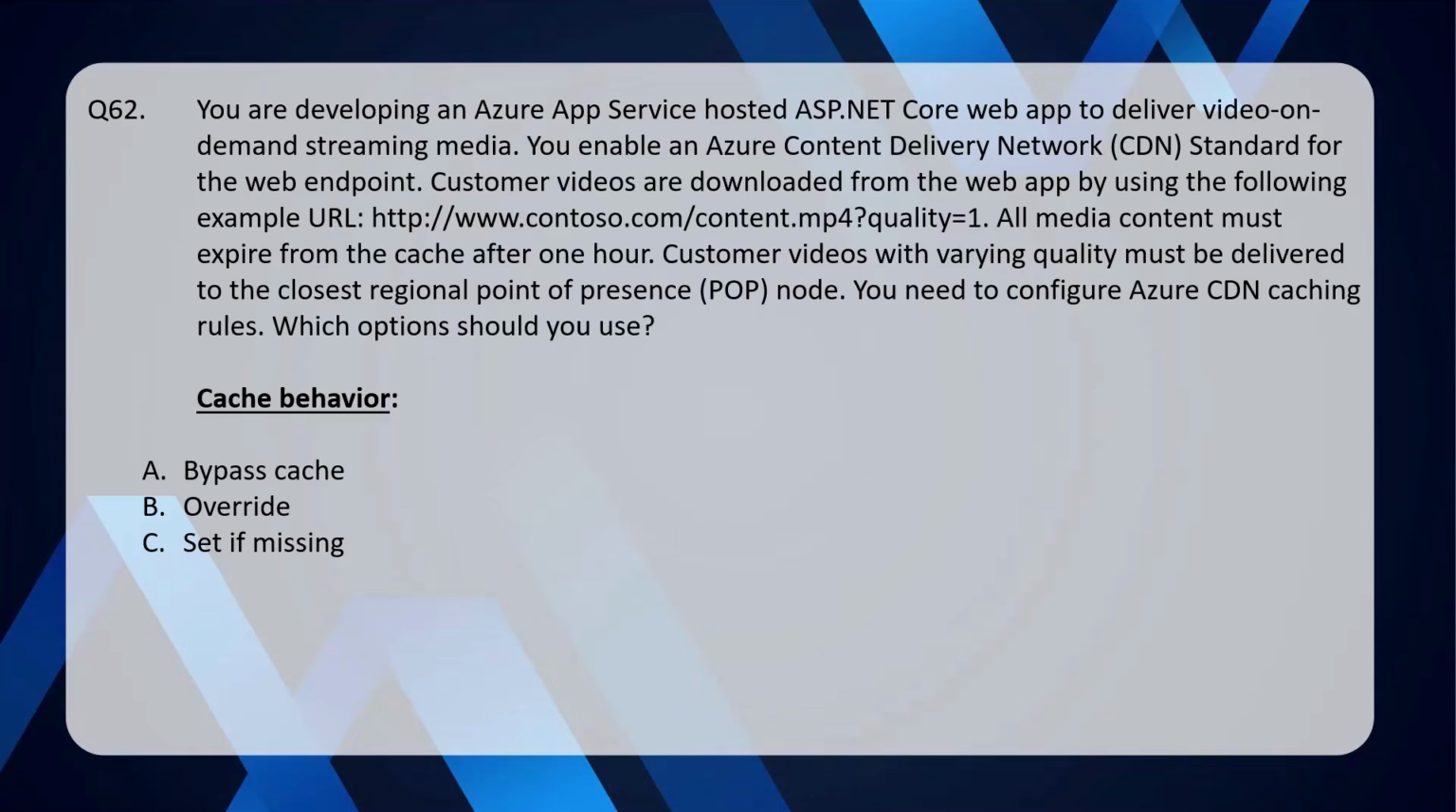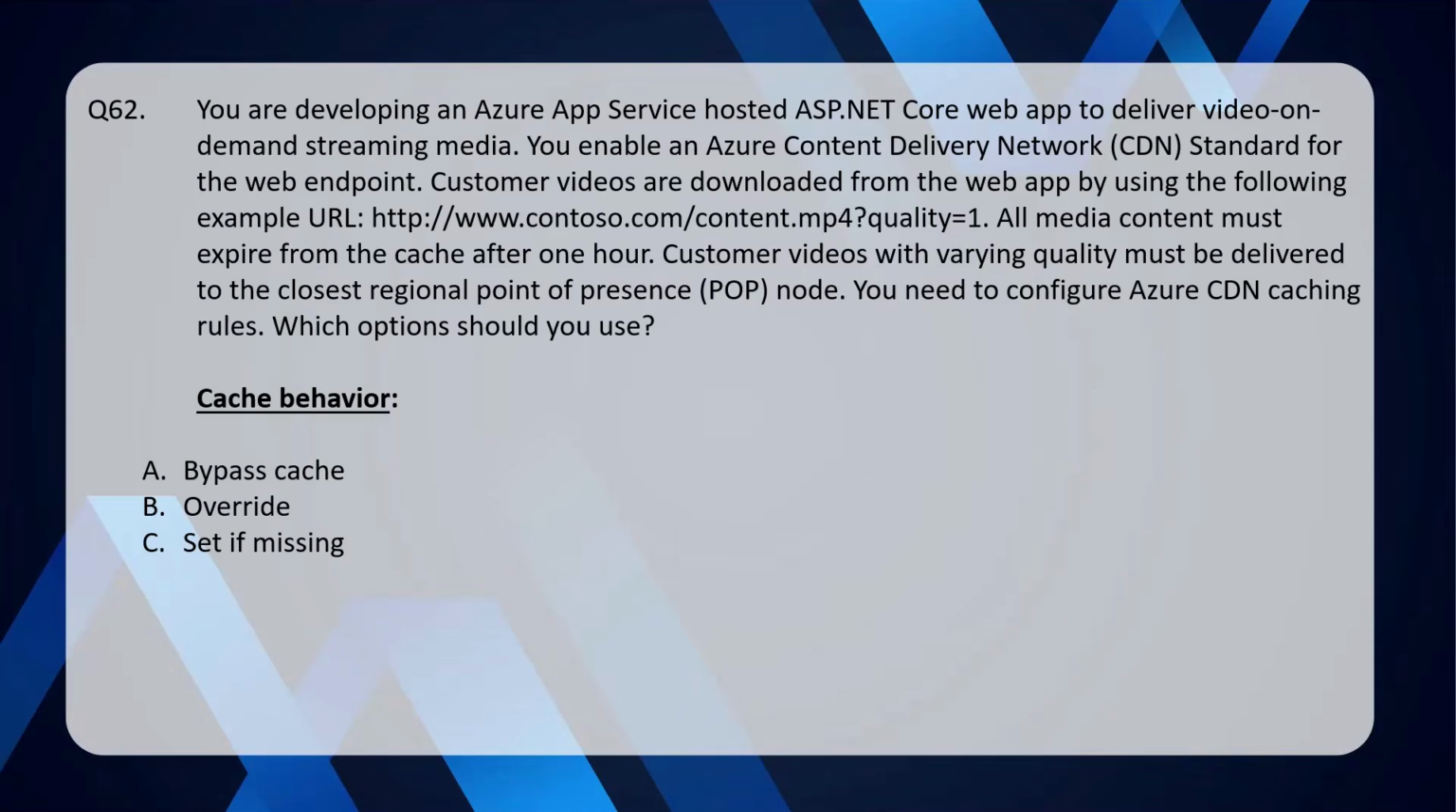Customer videos with varying quality must be delivered to the closest regional point of presence node. You need to configure Azure CDN caching rules. Which option should you use? The first part of the question is talking about cache behavior, and your options are bypass cache, override, set if missing.